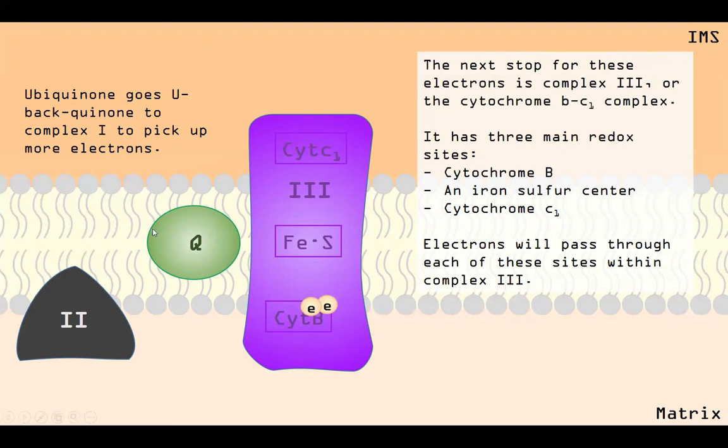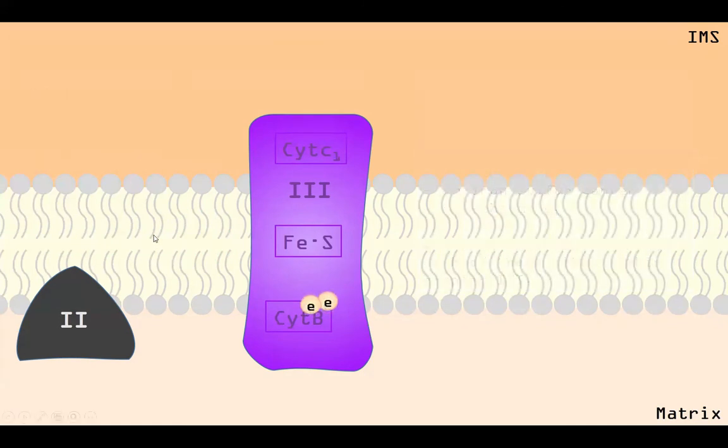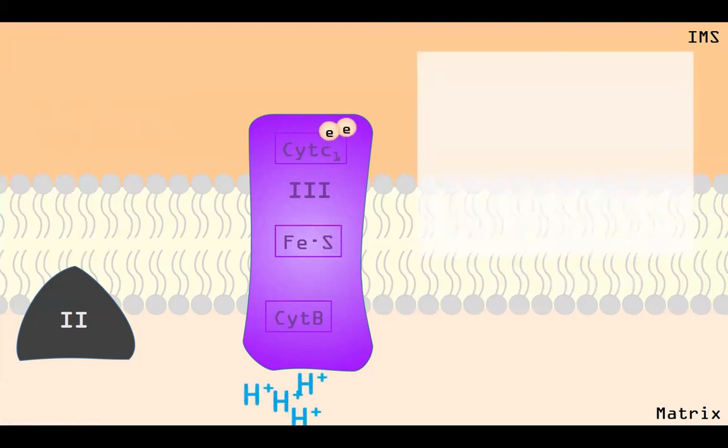Ubiquinone can just go right back to pick up some more electrons from complex 1. So we don't need to worry about it right now. So let's get back to these electrons. They'll pass to the iron sulfur center and then to cytochrome C1.